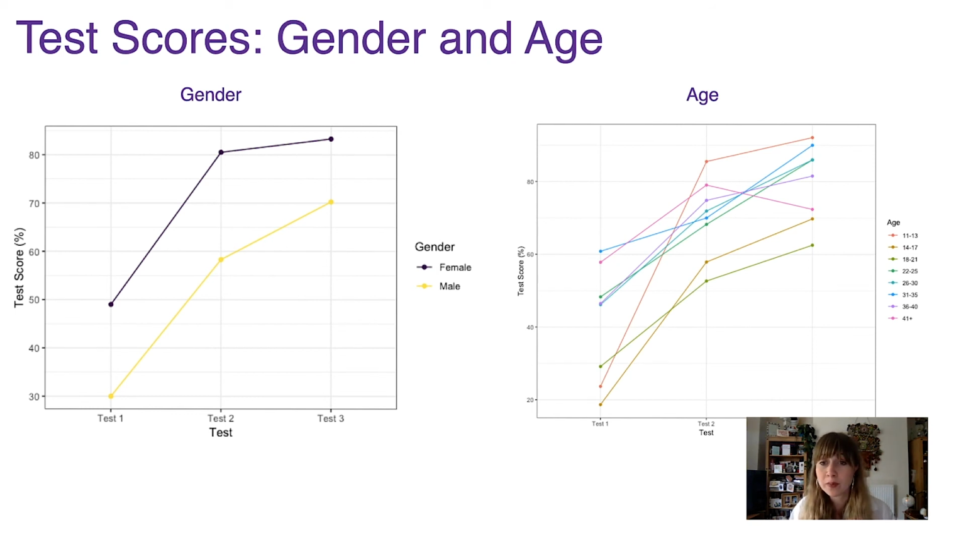The 41 plus category in pink, you can see we have a different pattern here than the other age groups. We have an average initial test score of around 60%, and this increases by around 20% in test 2. However, when we come to test 3, this decreases again by 10%. So we haven't got this gradual increase with each test, as you can see in the other age categories.